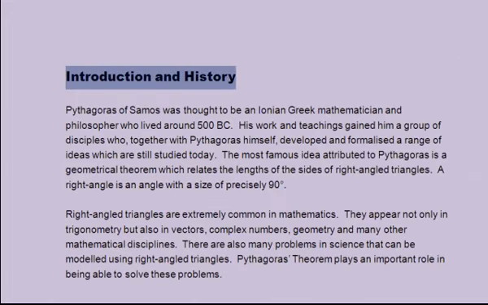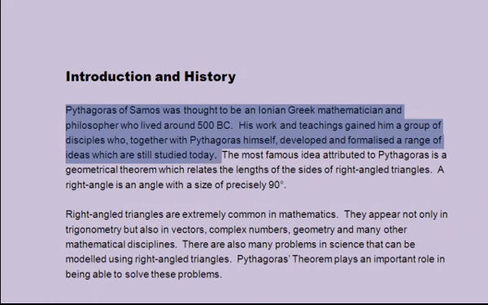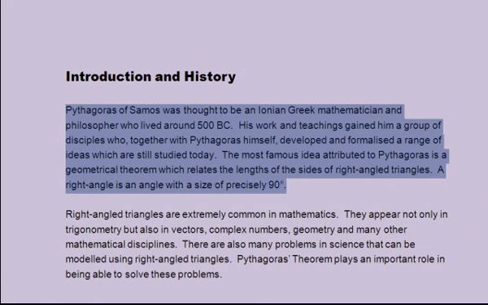Introduction and History. Pythagoras of Samos was thought to be an Ionian Greek mathematician and philosopher who lived around 500 BC. His work and teachings gained him a group of disciples who, together with Pythagoras himself, developed and formalised a range of ideas which are still studied today. The most famous idea attributed to Pythagoras is a geometrical theorem which relates the lengths of the sides of right-angled triangles. A right-angled triangle is a triangle with one angle of precisely 90 degrees.